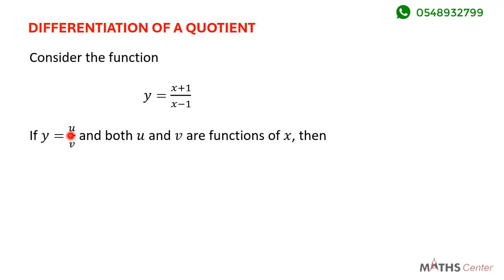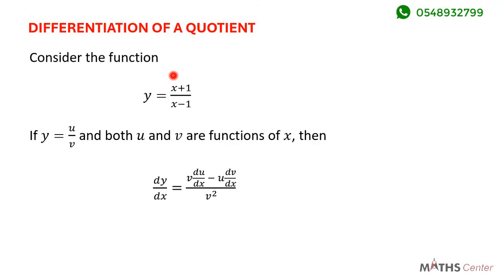If you have a function of the form y is equal to u divided by v, and both u and v are functions of x, then the quotient rule says that dy dx will be equal to v du dx minus u dv dx, all divided by v squared. This is the quotient rule.